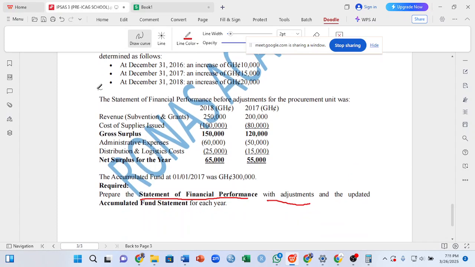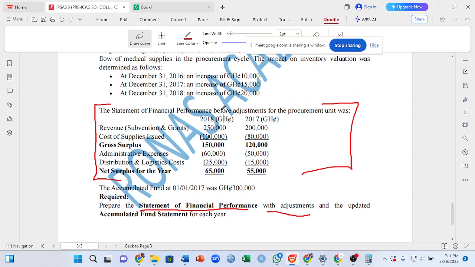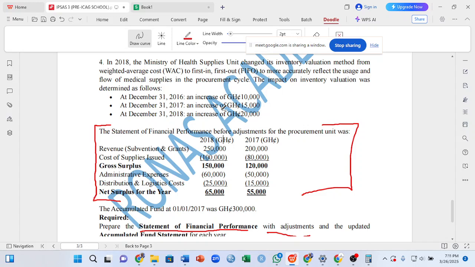Now, this is the statement they have given to us. You can clearly see this statement, which we have been given. It means that we are going to redo the statement again. Here, we are going to now effect in the new changes which may occur. First, I ask you, which of the items here do you think will be affected?